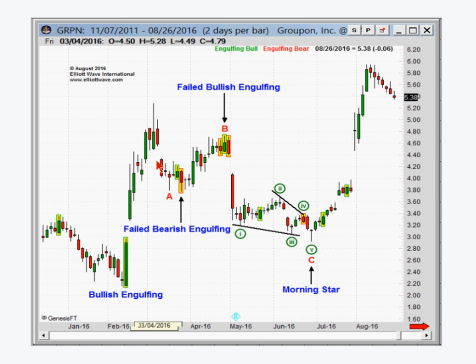Then up here, I forgot to put this on the top, but notice we have a dark cloud cover formation here. Also, notice the very long upper shadow. Again, the market is rejecting the higher prices.